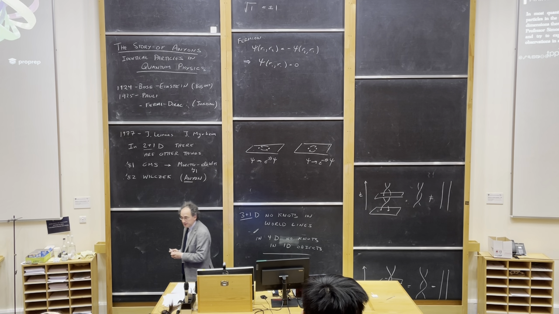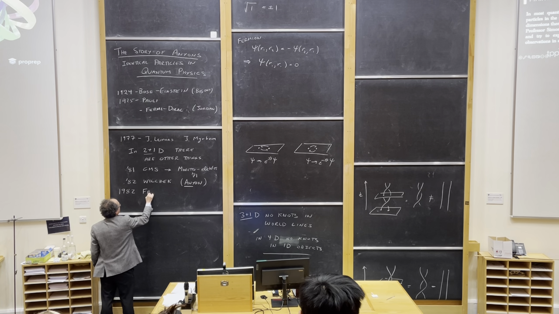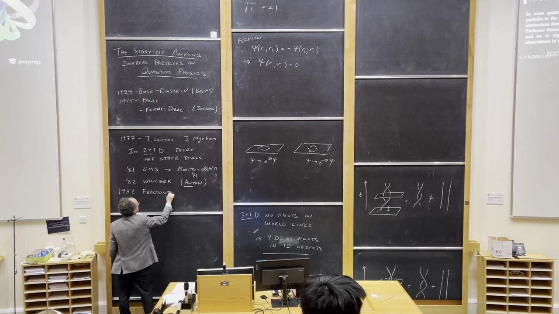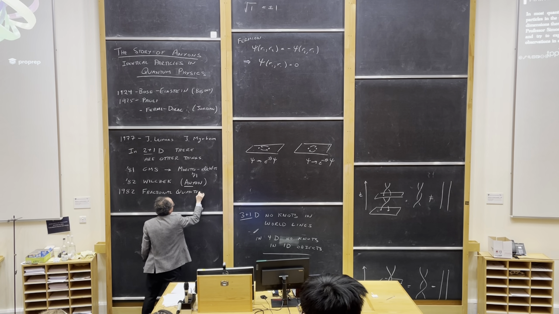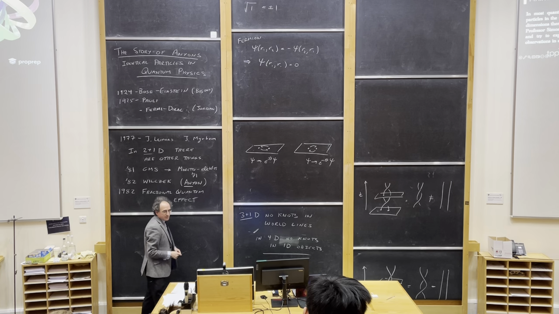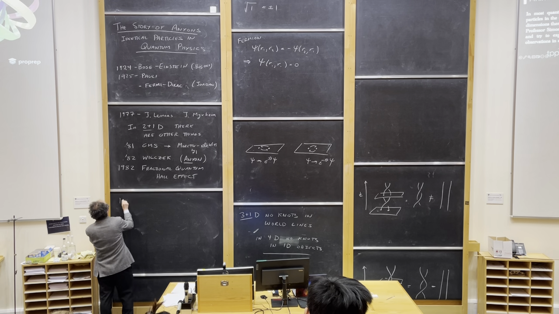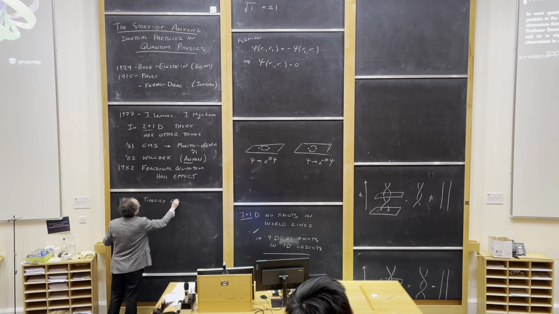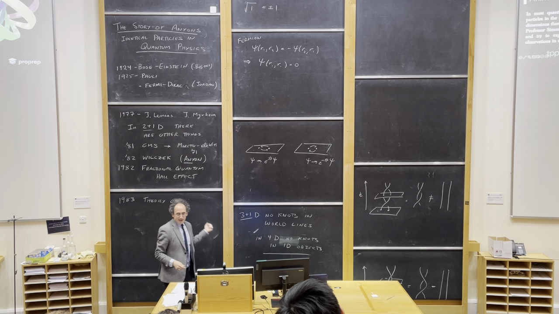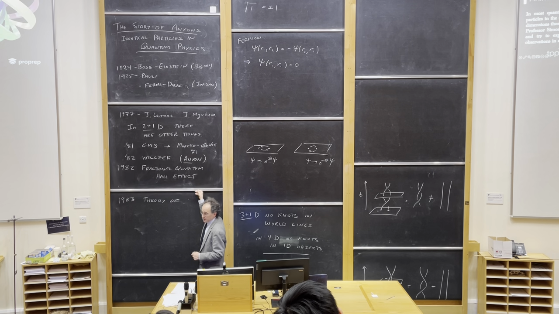Another historical accident is that 1982 was also the year of the experimental discovery of the fractional quantum Hall effect, by Tsui, Stormer, and Gossard. Two of them would later win a Nobel Prize for this discovery. The following year, 1983, was the theory of the fractional quantum Hall effect, by Bob Laughlin. Bob Laughlin won a Nobel Prize along with Stormer. Gossard does not win the Nobel Prize. That's a complicated story about why two of them won the Nobel Prize, but the third didn't.